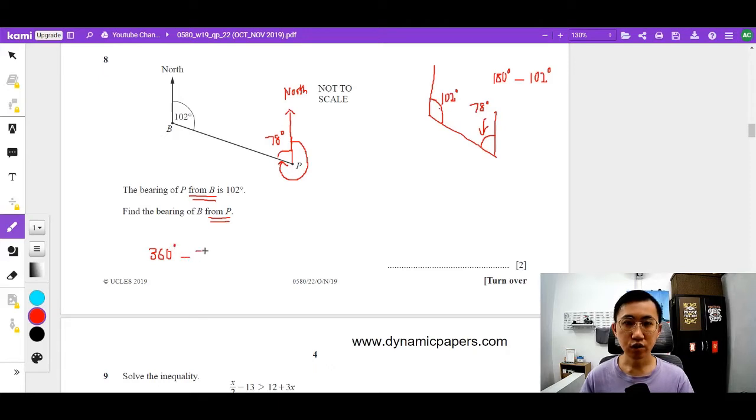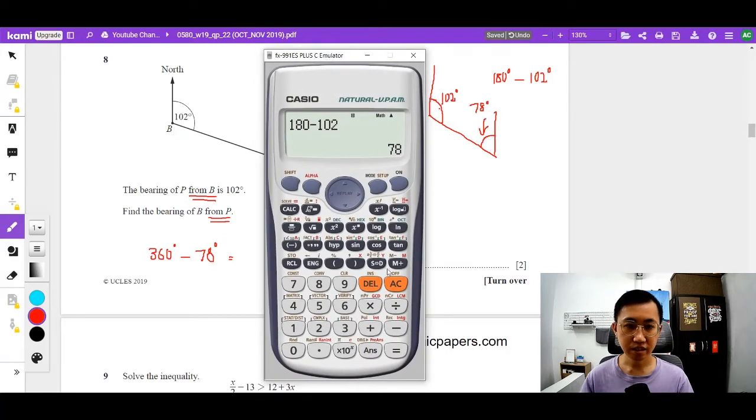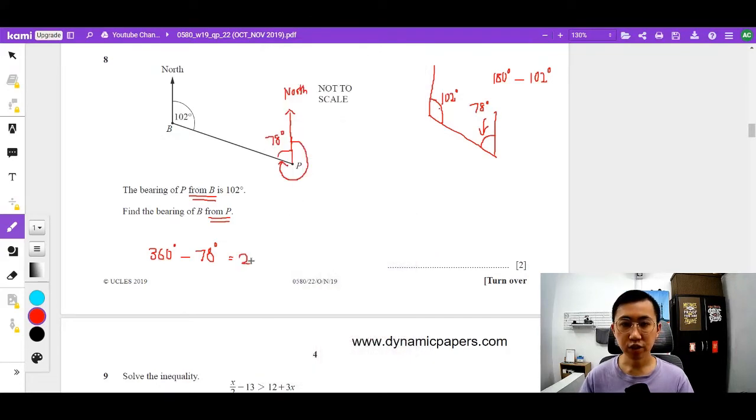Okay, so use your calculator. 360 minus 78 degree. 282. That will be the final answer. 282 degree. Make sure the 3 digits are shown and don't forget to write degree. Alright. Now, I will also show to the examiner how I arrived to 78 degree over here. So I will take 180 degree minus 102. So that way I will show the examiner how I arrived to 78 degree and also finding the bearing of B from P. So 1 mark final answer and 1 mark for working.